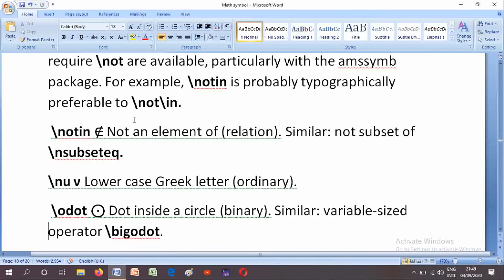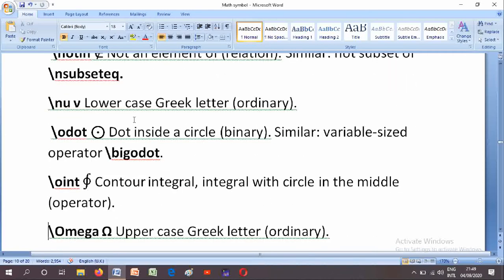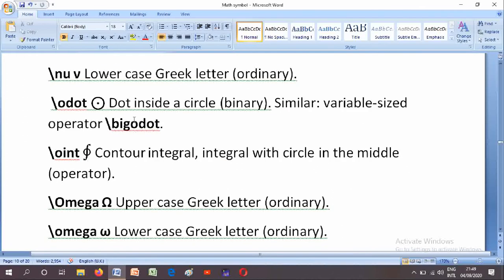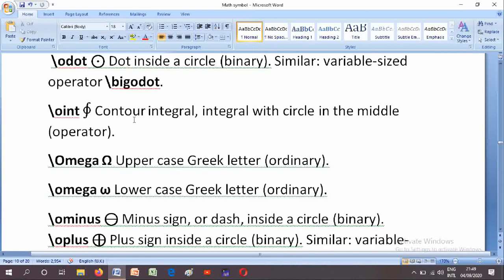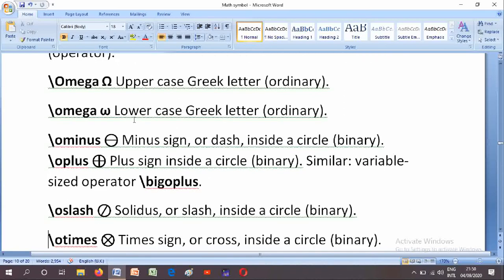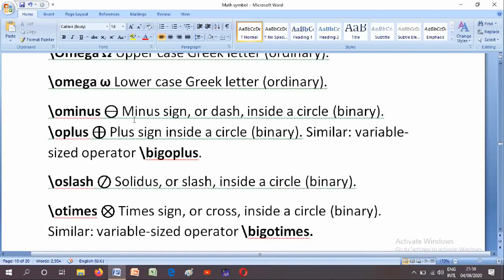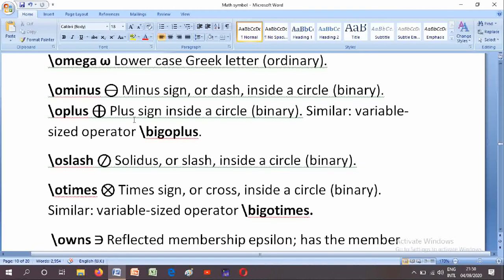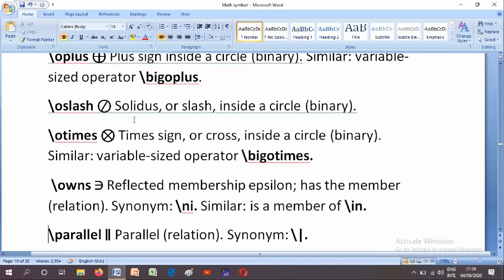New lowercase Greek letter omega, \odot, dot inside a circle, and \bigodot, similarly big dot. \oint is contour integral. \Omega uppercase, \omega lowercase Greek letter. \ominus, minus sign or dash inside a circle. \oplus, plus sign inside a circle, and it's similar is \bigoplus, big o plus. \oslash, solidus or slash inside a circle. \otimes, times sign in a circle, and \otimes ounce.